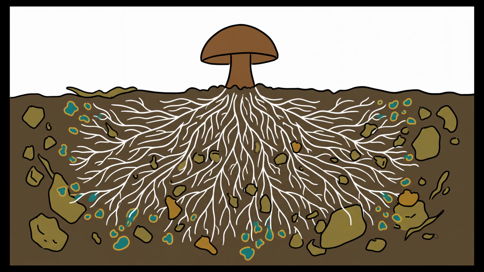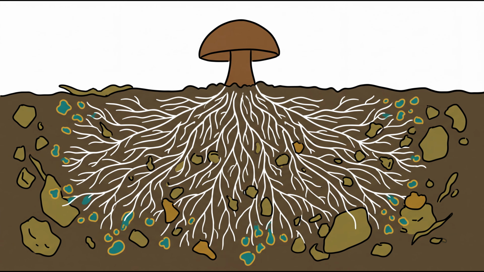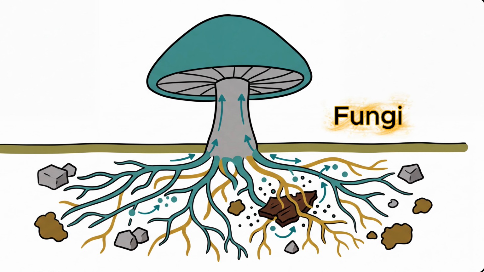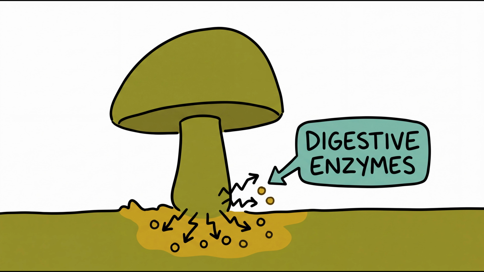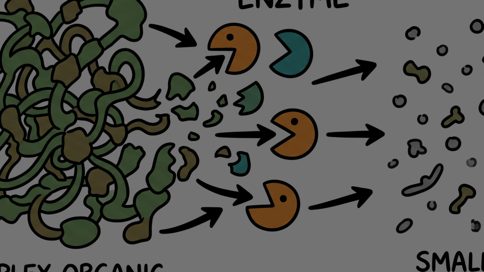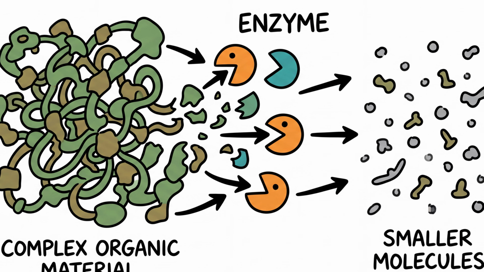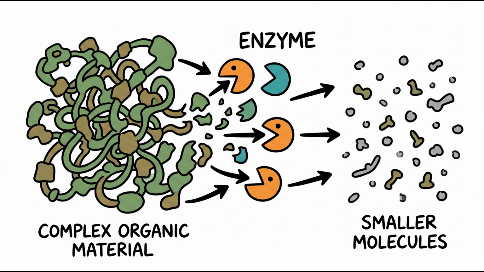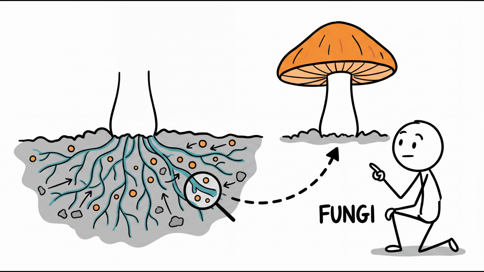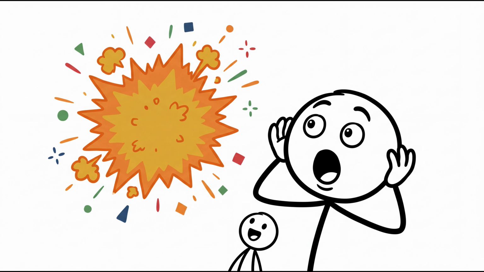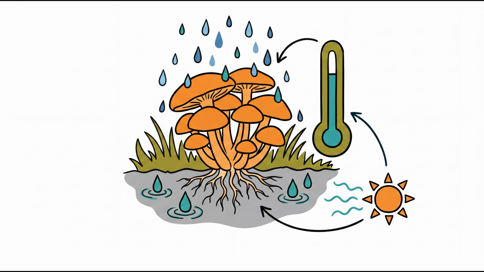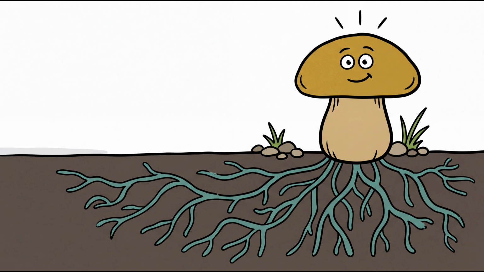This hidden network absorbs nutrients from its surroundings. But fungi don't eat food the way animals do. They release digestive enzymes into their environment. Those enzymes break complex organic material into smaller molecules. The fungus then absorbs the nutrients. Then something amazing happens. When environmental conditions are right, the mycelium can produce a fruiting body.